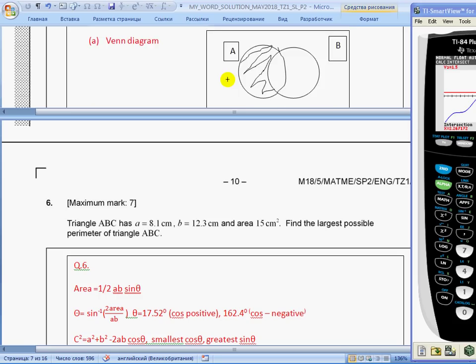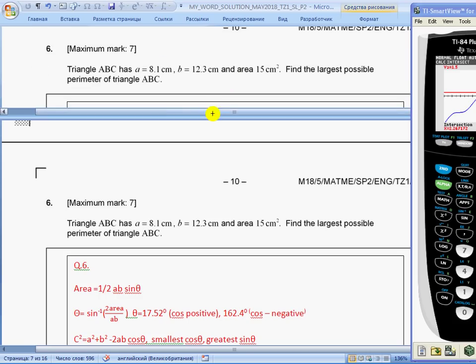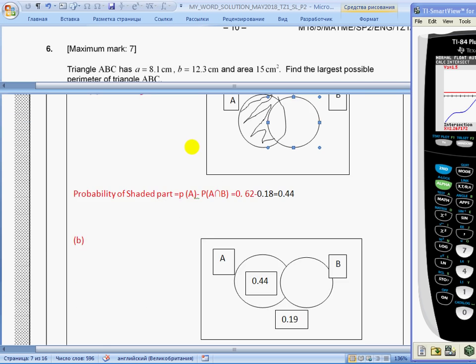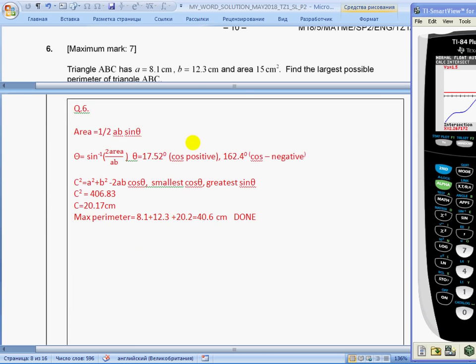Next question. Question 6. So we have a triangle. In this triangle we know two sides and the area. Find the largest possible perimeter of the triangle.